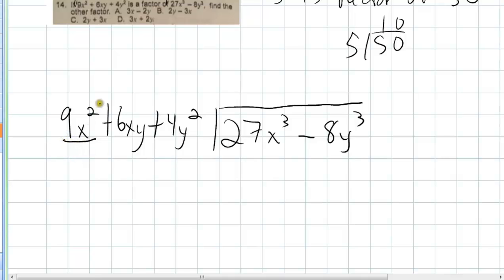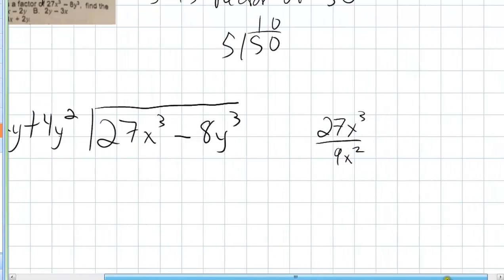So 9x squared going into 27x cubed. That's exactly what it sounds like. If I took 27x cubed and divided by 9x squared, what would I get? Well, we know that 27 divided by 9 is 3, and x cubed over x squared will cancel and we'll just get x. So 3x.